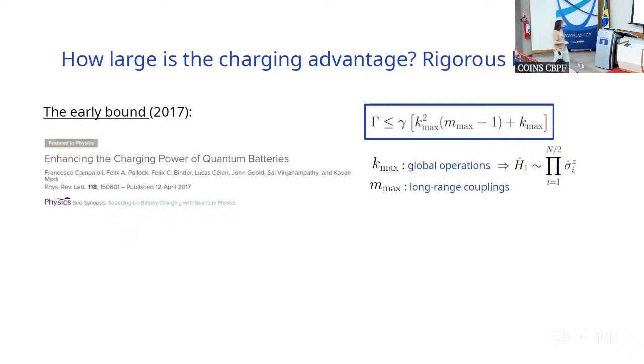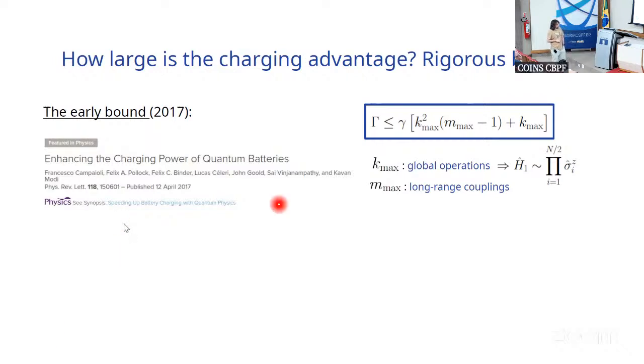Okay, so this is a matter of flavor. Federico preferred the other paper. I prefer this one as the first relevant paper on the topic. The authors are more or less the same, so I think nobody feels bad by choosing one or the other. But the very first bound on the best charging advantage that you can have was provided in 2017 in this paper, in which John is here, Lucas was here, I don't see him. But anyway, they could provide a rigorous bound on the best charging power that you can have.